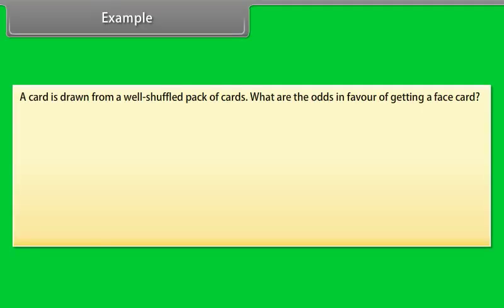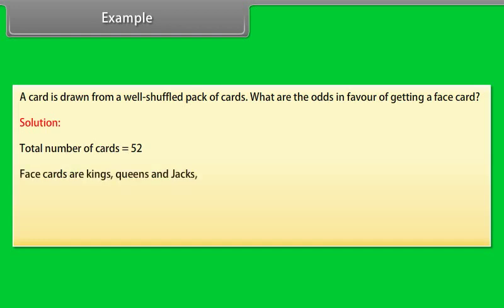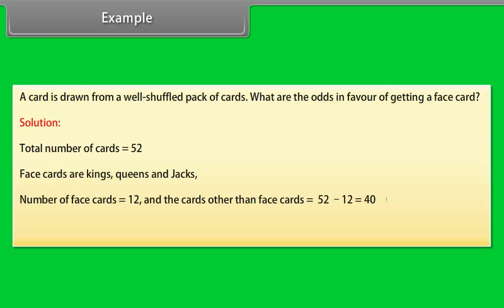A card is drawn from a well-shuffled pack of cards. What are the odds in favor of getting a face card? Solution. Total number of cards is 52. Face cards are kings, queens, and jacks. Number of face cards is 12. And the cards other than face cards is 52 minus 12 = 40. Hence, the odds in favor of getting a face card are 12 is to 40, or 3 is to 10.